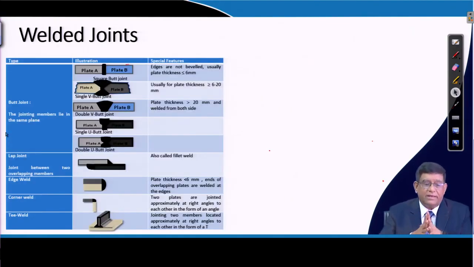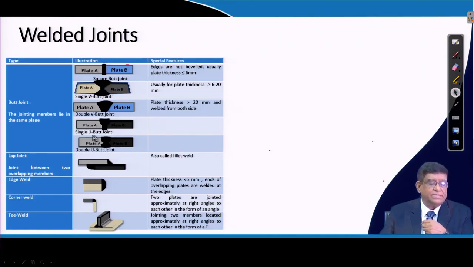Similarly, as I said, welding also can be done in different ways. In this diagram you can see how plate A and plate B can be a square butt joint, that is butt joint, where end to end jointing is done. There is a V joint, where these two plates have got a big groove, and in that groove they have done the welding over here.